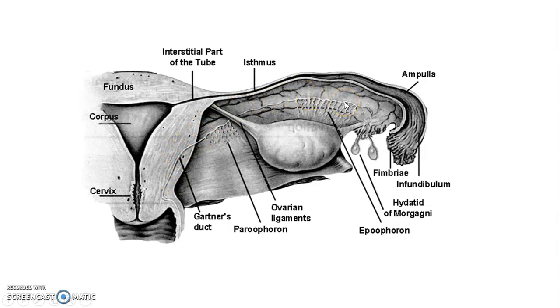Remember, in embryology, the female reproductive tract develops from paramesonephric ducts, while the male tract develops from the mesonephric duct. So if the embryo becomes female, then the mesonephric duct degenerates, and you can see the remnants. You have the paroophoron here, we have the Gartner's duct here, and the epoophoron located here.